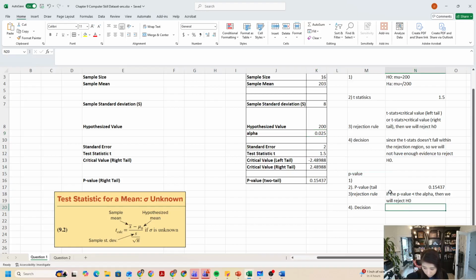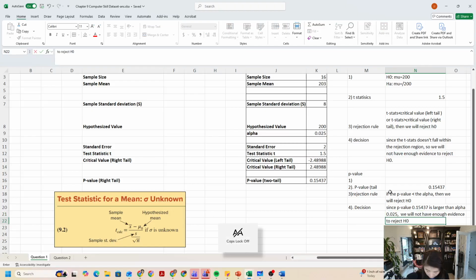But the reason will be different, since the p-value 0.15437 is larger than alpha 0.025, so we will not have enough evidence to reject H0. Okay, not surprising, the critical value approach and the p-value approach should get exactly the same decision.